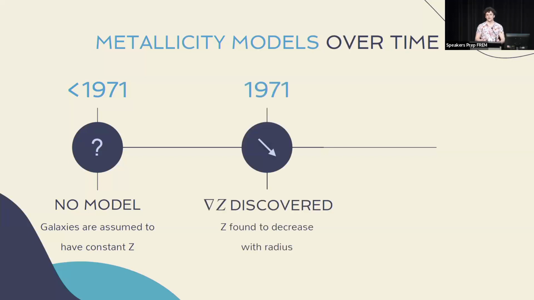Then in 1971, Leonard Searle managed to do something incredible. By aligning split spectra in a very intelligent way, he managed to look at metallicities of multiple H2 regions within the same galaxy. And he noticed this trend that as you go away from the center of the galaxy, your metallicity decreases. This is now known as the classic metallicity gradient model.